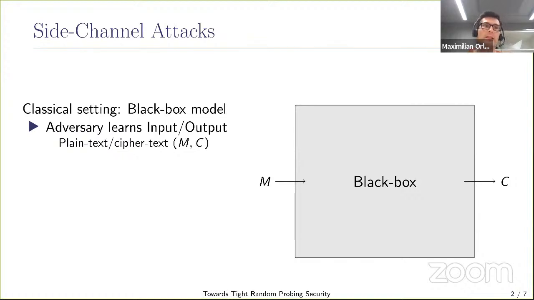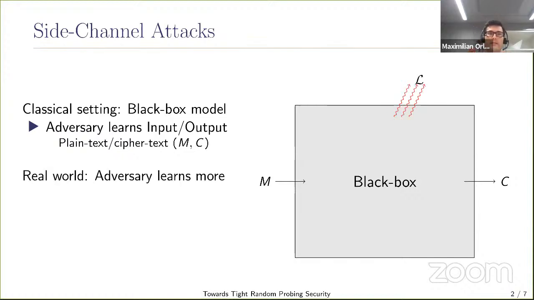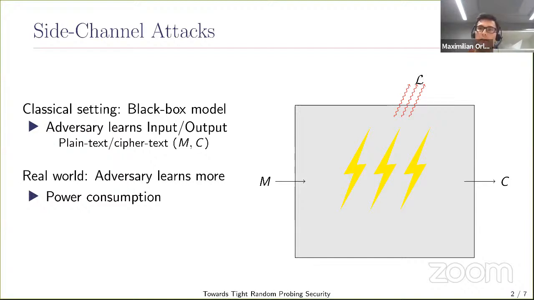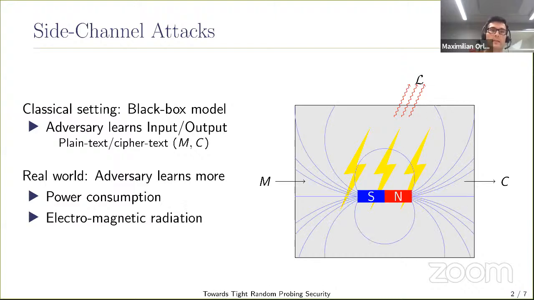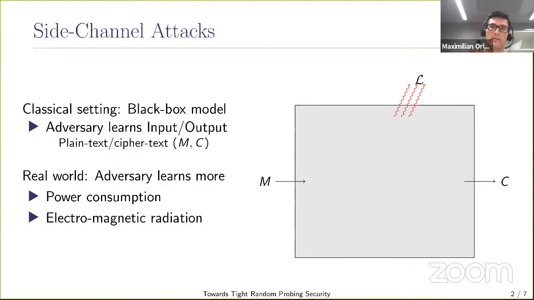Unfortunately, this is not the case in the real world. In the real world, the adversary can learn even more due to side-channel leakage. The power consumption of a device might leak secret-dependent data, for example, the key of an encryption scheme. And the same holds for electromagnetic radiation. Therefore, we have to think about how to model those leakages to provide security proofs in this scenario.